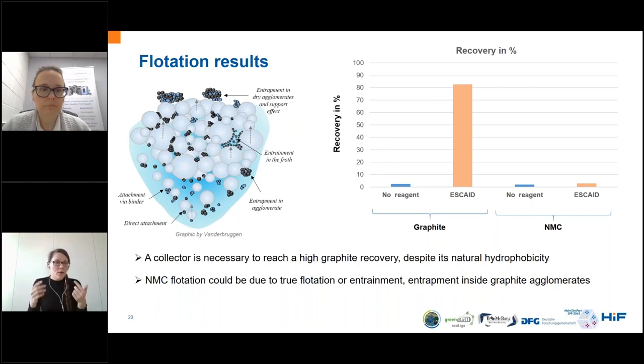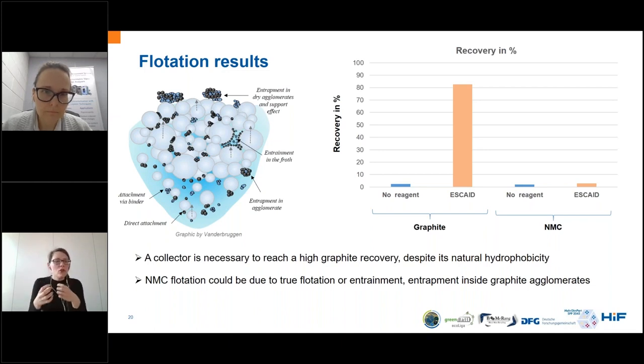reasons. So one reason, of course, it could be due to what we call true flotation. So the particle actually sticks to the bubble and rises to the top. We can collect it as a froth. Or we have mechanisms, what we call entrainment. So in the graph, you can see entrainment in the froth when the particle is not attached directly to the bubble, but it's rather in the lamella, so where the liquid is inside the froth.